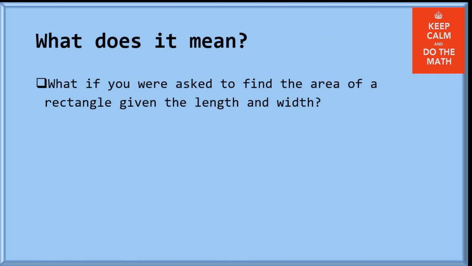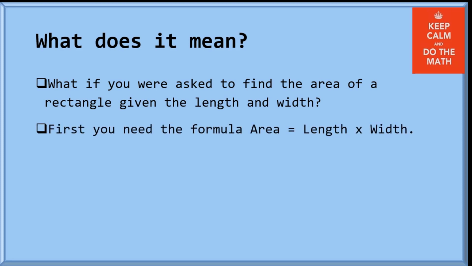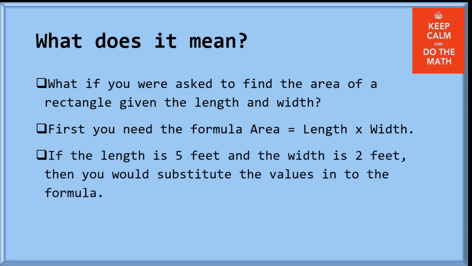Now, what if you were asked to find the area of a rectangle given the length and width? First, you need the formula, which is area equals length times width. Now, if the length is 5 feet and the width is 2 feet, you would substitute the values into the formula. So here we have area equals 5 times 2, so the area is 10 feet squared.